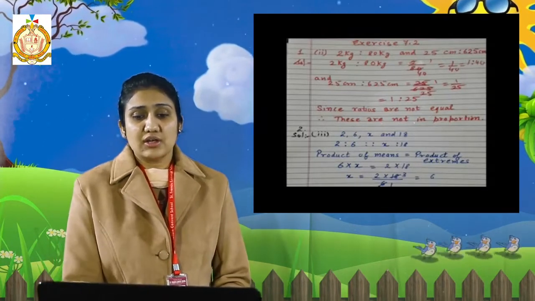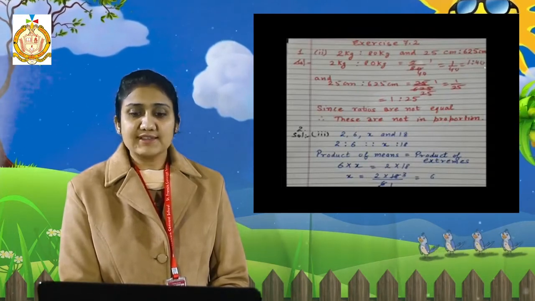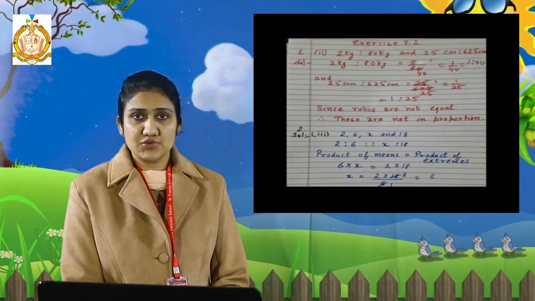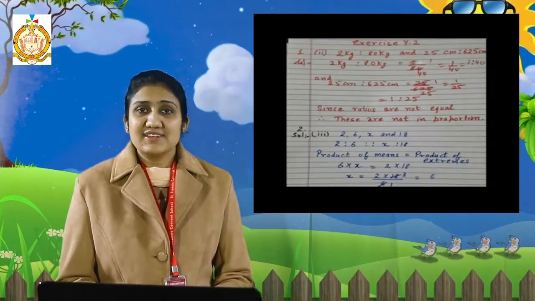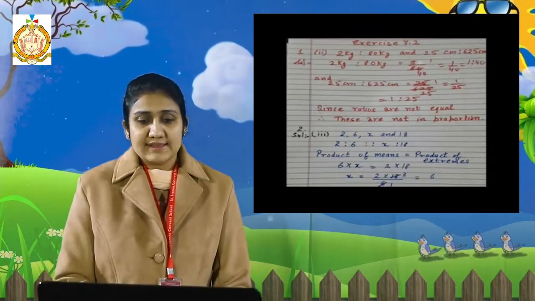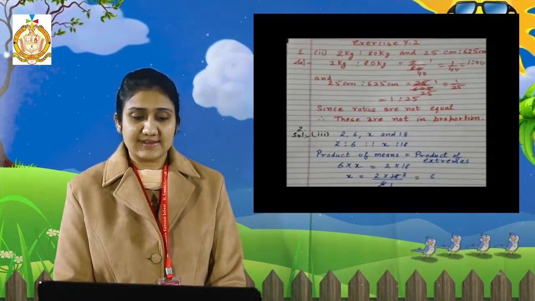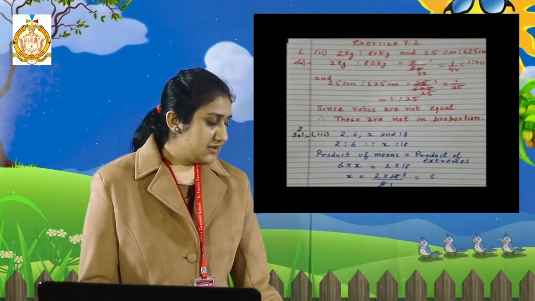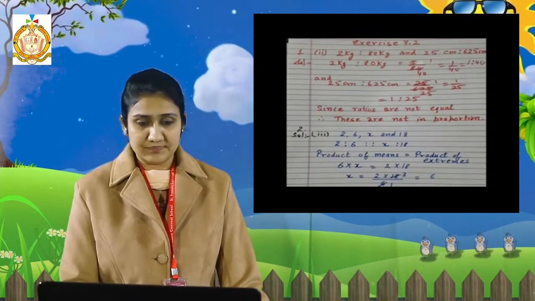Since the ratios are not equal, this one is 1:40 and the second one is 1:25, so they are not equal. These ratios are not equal, so they are not in proportion. Next one is the third part of the second sum. That is, we have to find the value of x if they are in proportion.